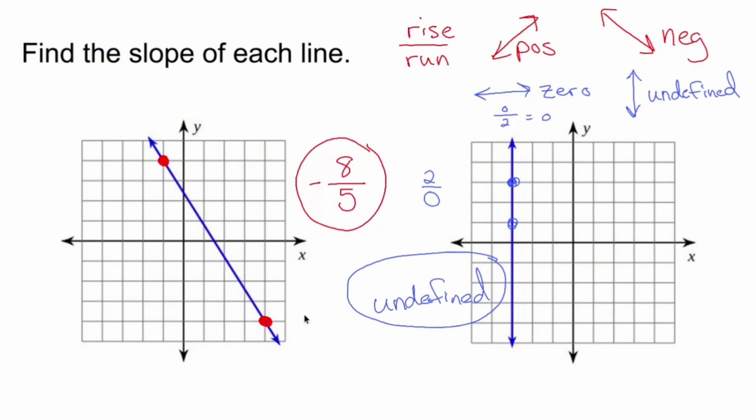So again, we are looking at positive slopes looking like this, negative slopes looking like this, zero slopes being left to right perfectly, and undefined slopes being up and down. And you calculate rise over run by making 2 points of your own. Isn't that fun?